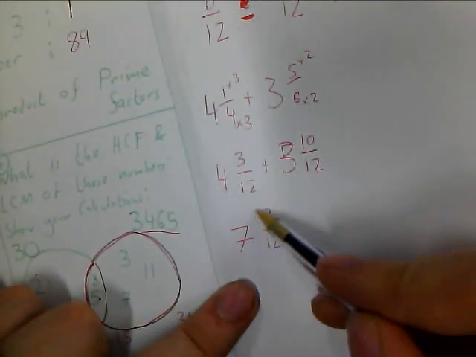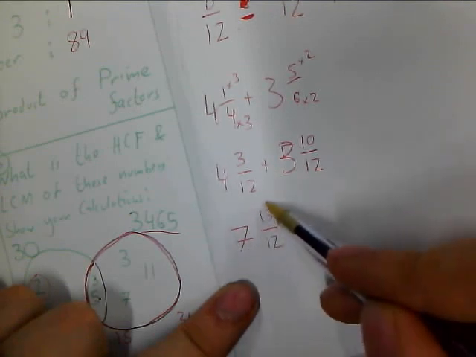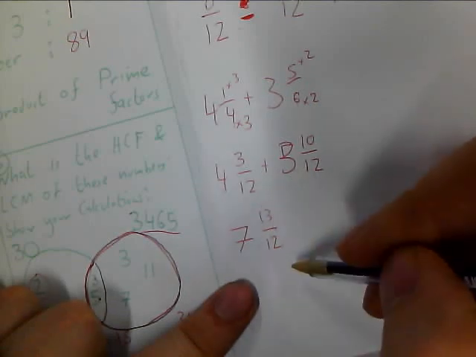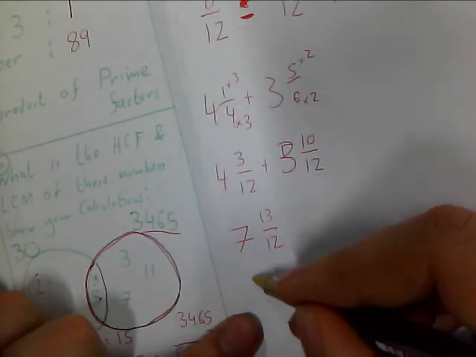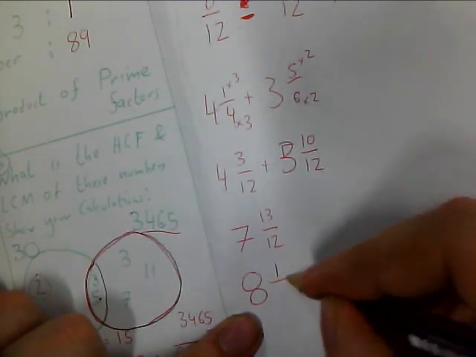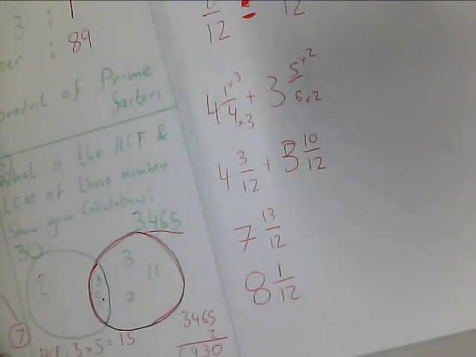Now here I don't want a mixed number and an improper fraction. So once I get to 12 twelfths, that's the same as 1 whole. So that's going to be 8 wholes, and now I've got 1 piece left over out of 12. 8 and 1/12 is my final answer for that one.